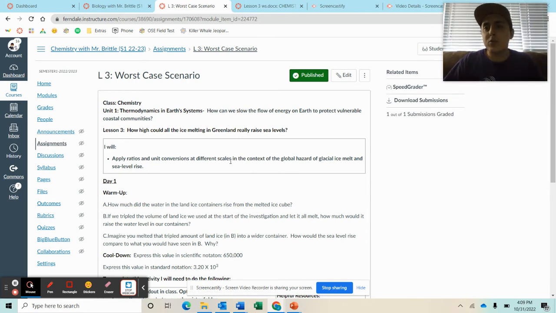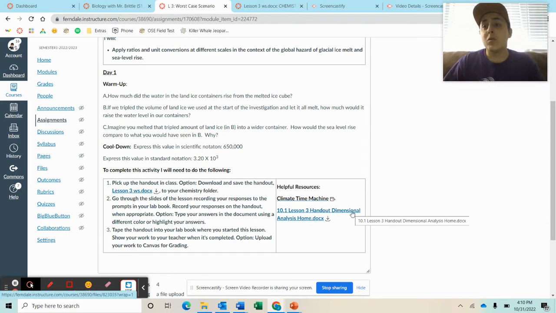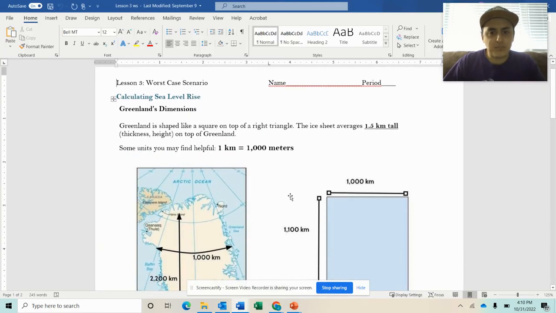Here's the assignment page when I am in Canvas under modules. You can go down here. If you don't have the worksheet, you can download it. There's a couple other things that we did here, that dimensional analysis handout, which I'm going to go over in another video. But go ahead, click on lesson 3 worksheet, and we are going to pull it up here.